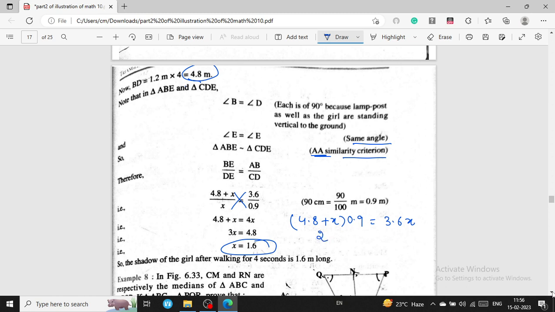9 8s are 72, 9 4s are 36, plus 7 is 43, and that will be 4.32 plus 0.9x is equal to 3.6x. So 4.32 is equal to 3.6x minus 0.9x. 4.32 over 3.6 minus 0.9, that is 2.7, is equal to x.